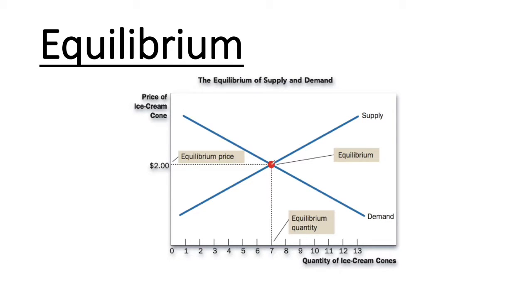So on this graph, that's going to be this point right here. We have our upward sloping supply curve. We have our downward sloping demand curve. That's going to create for us an equilibrium price of $2 and an equilibrium quantity of 7 units. So at $2, 7 units are supplied, 7 units are demanded.